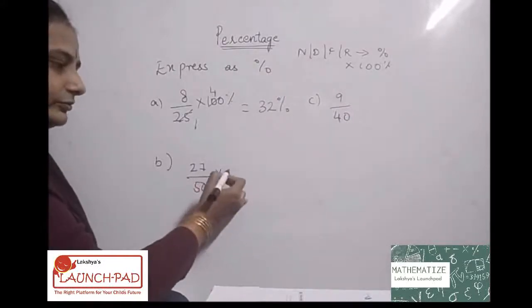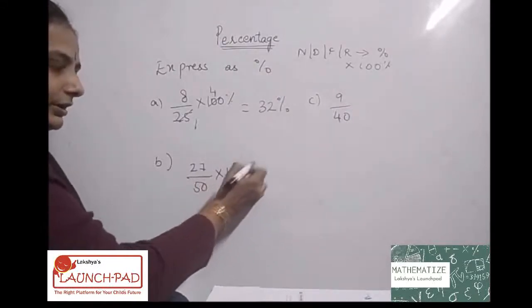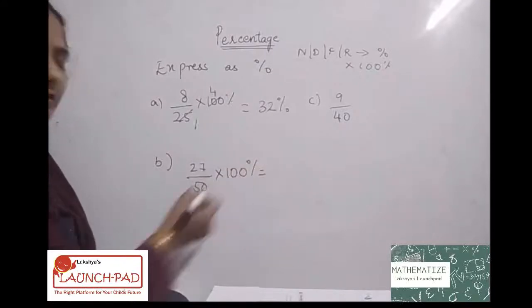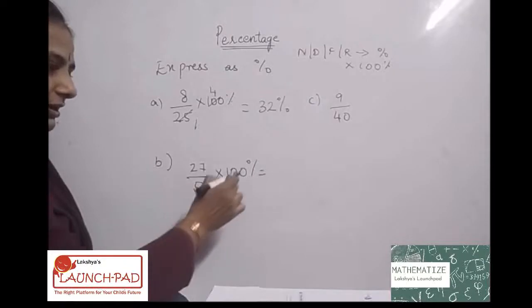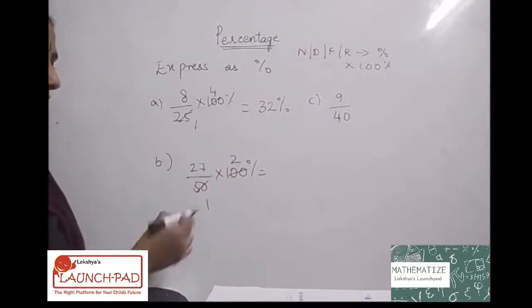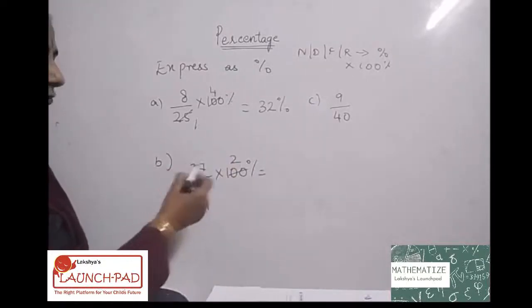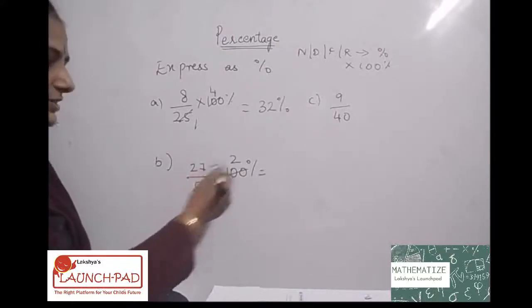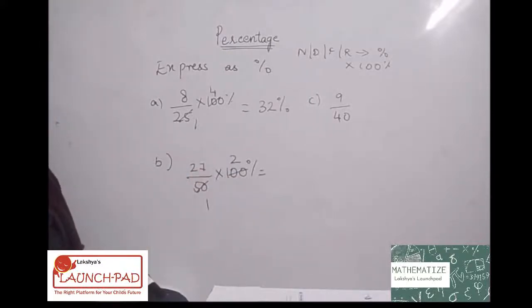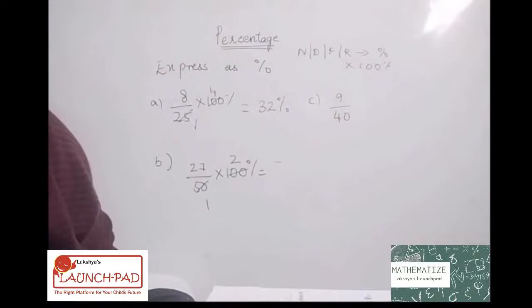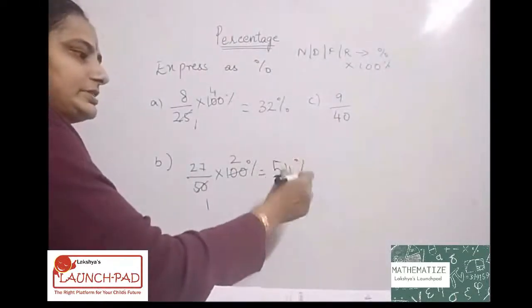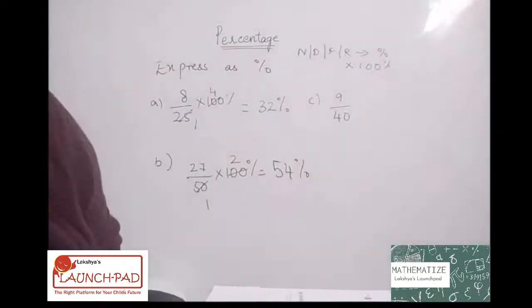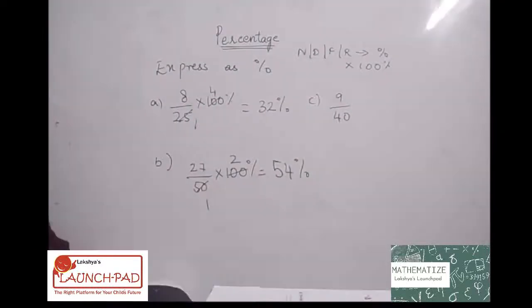The next one, Smriti, tell. 27/50 into 100 percentage. 100%. So 50 and 100 can cancel? Yes. 50 ones are, now denominator is 1. So the numerator you have to multiply. What is 27 into 2? 54, ma'am. 54. Okay.